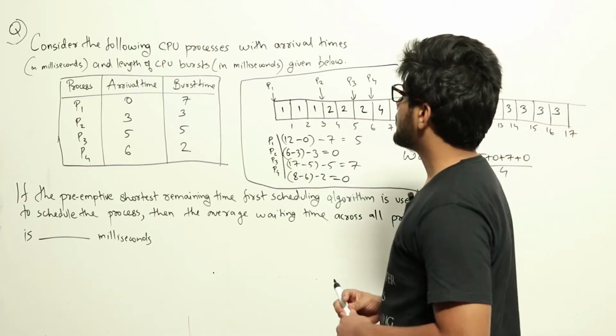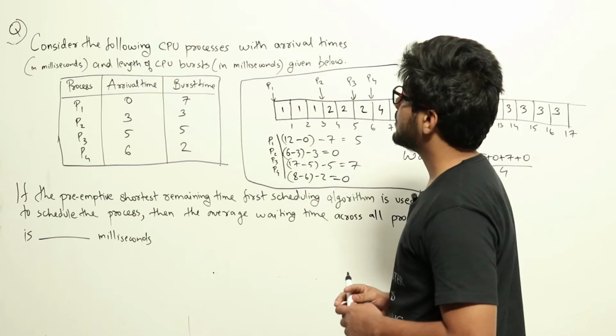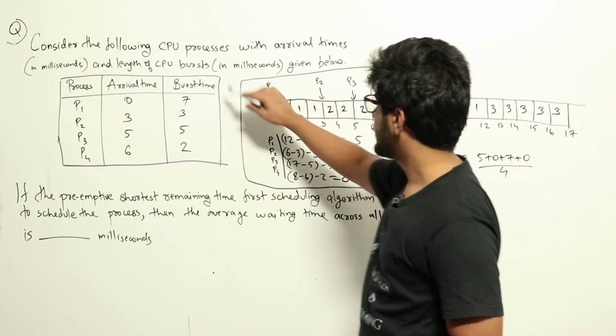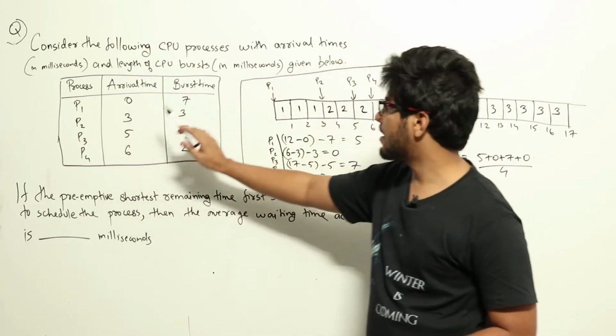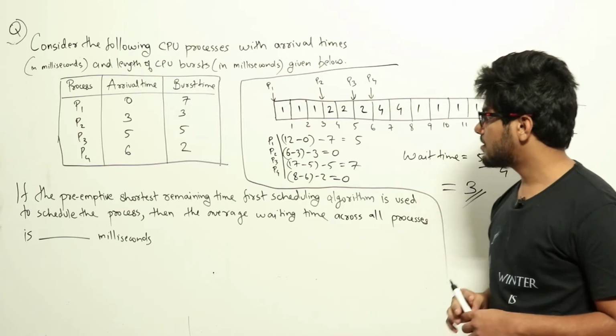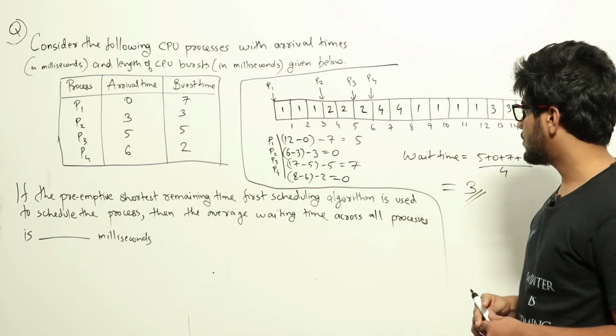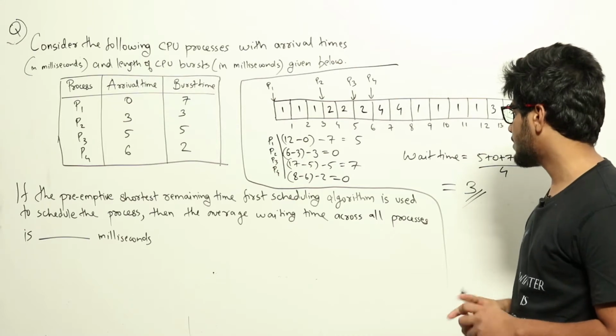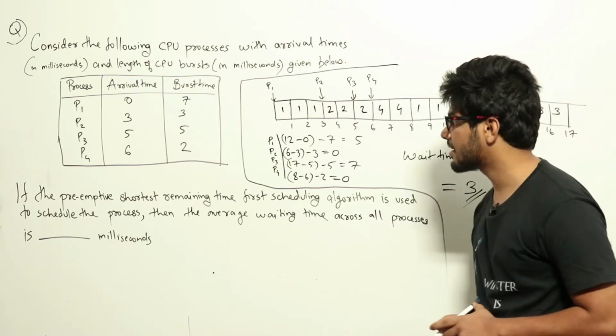Consider the following CPU processes with arrival times in milliseconds and length of CPU bursts in milliseconds given below. There are 4 processes and their arrival times and burst times are given here. If the preemptive shortest remaining time first scheduling algorithm is used to schedule the processes, then the average waiting time across all processes is dash milliseconds.